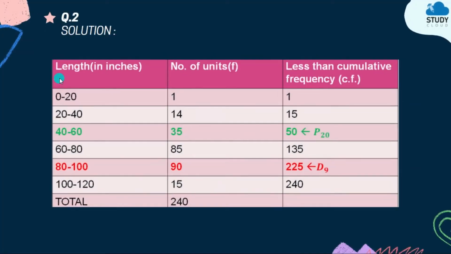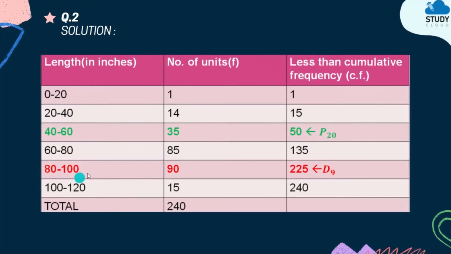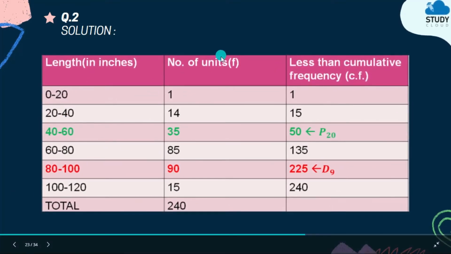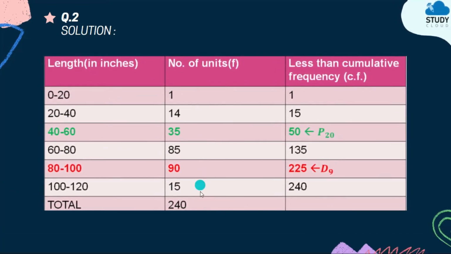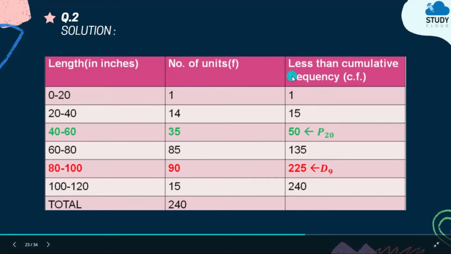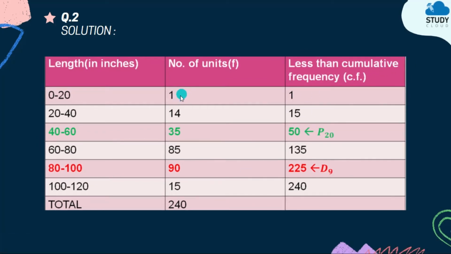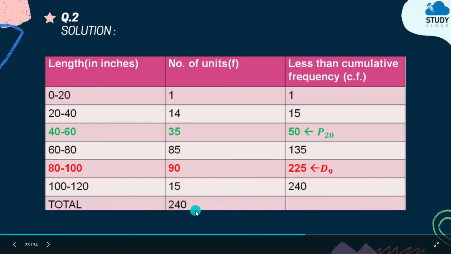So let's begin. First we have to make the table here. Length in inches, write what is given in the question itself, and number of units as frequency, write what is given in the question. Then we have to prepare less than cumulative frequency. Here 1 is there, so write here 1. 1 plus 14, 15, 15 plus 35, 50, 50 plus 85 will give you 135, 135 plus 90 will give you 225, 225 plus 15 will give you 240. And verify your answer, add all the frequencies, you will get 240.